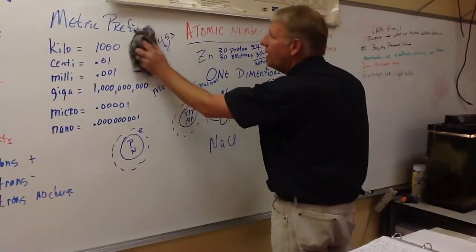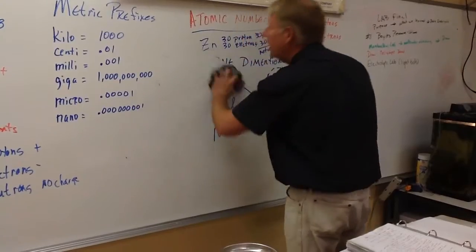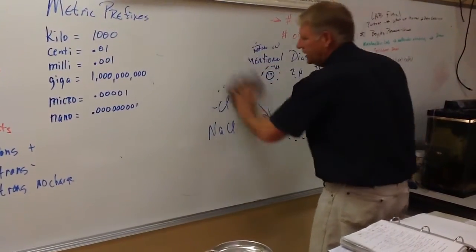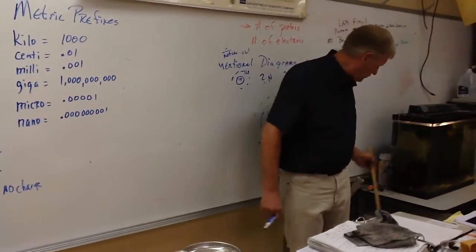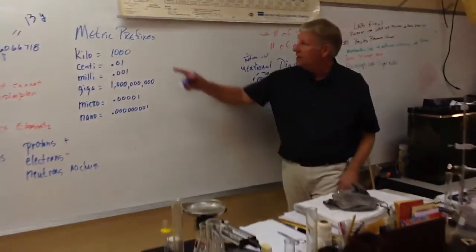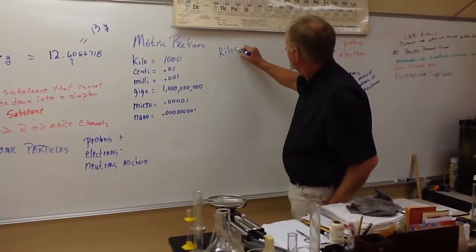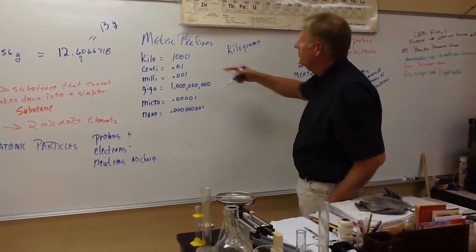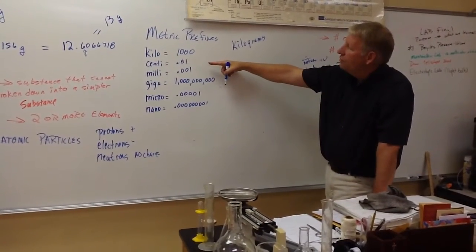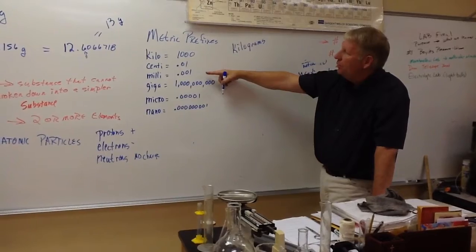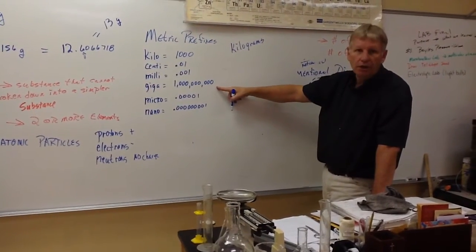Now, I want to go back and talk about some metric prefixes, so be sure you put these in your notes. Metric prefixes. Once again, we work only in the metric system. So we have kilo. The metric prefix for kilo is 1,000. So if we have kilograms, then we would have 1,000 grams. Centa is 100, 0.01. Milli, 1,000, 0.001. Giga is 1 billion.